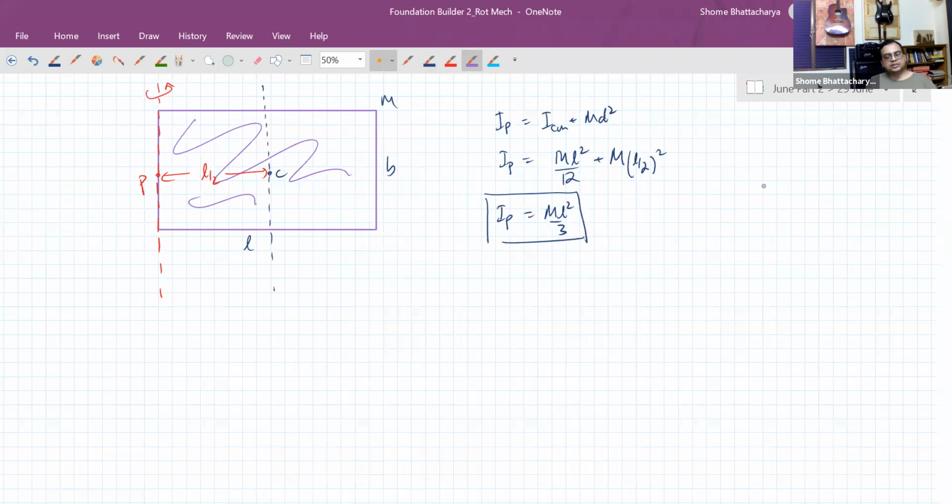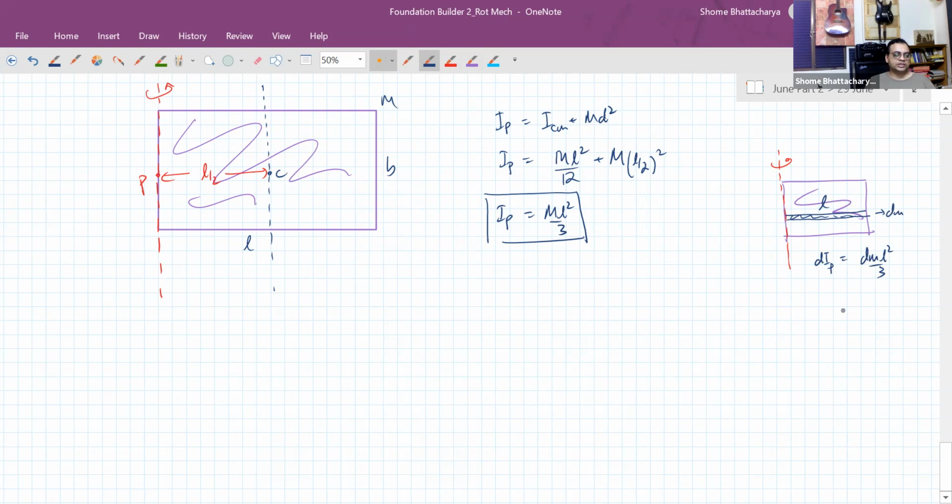Or another way to understand the same thing is also by integration. What we can also do is, instead of using the theorem, if we are considering this as our axis, then we can just cut a thin strip like this. That strip is of length L and mass dm. So its moment of inertia about this axis will be dm L square by 3, using the formula for the rod about the perpendicular axis through its end. So this will come from integration of this. If you do this integration, you can again show ML square by 3.